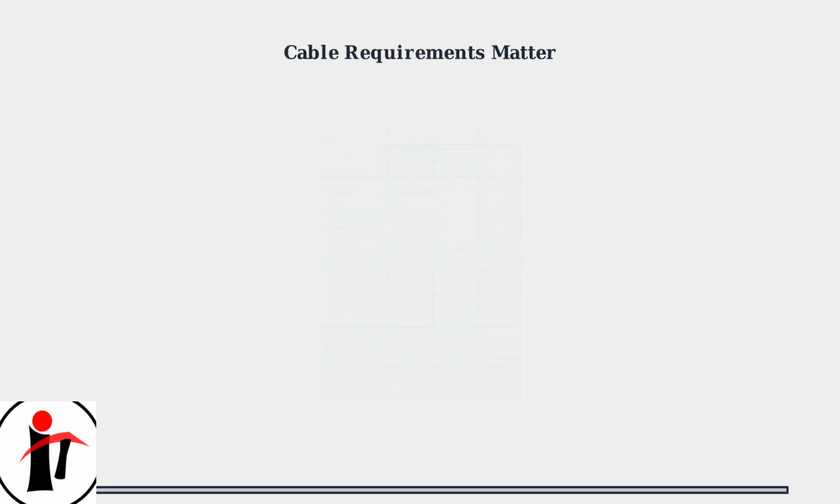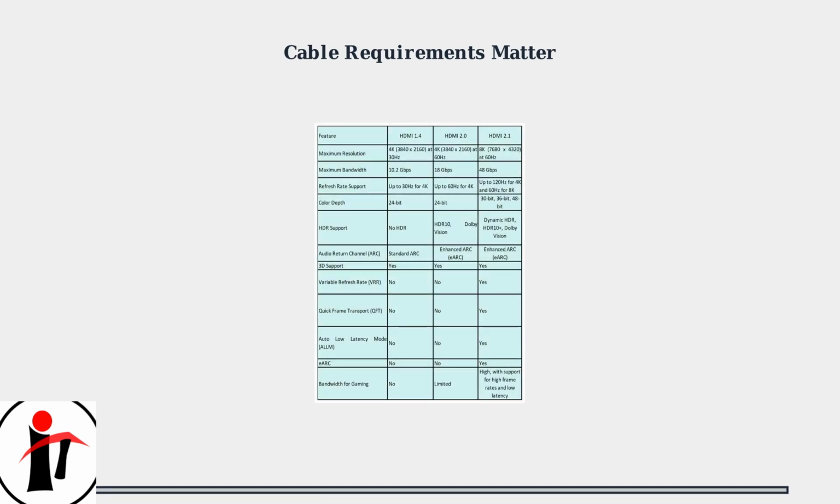To achieve high refresh rates, you need the right cable. HDMI 1.4 supports up to 144 Hz at 1080p. HDMI 2.0 handles up to 240 Hz at 1080p or 144 Hz at 1440p. And HDMI 2.1 supports up to 240 Hz at 4K resolution. DisplayPort 1.4 also provides excellent high refresh rate support.